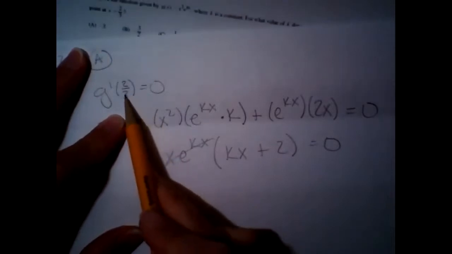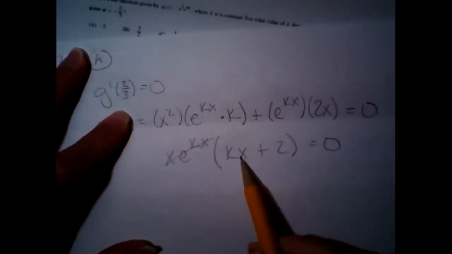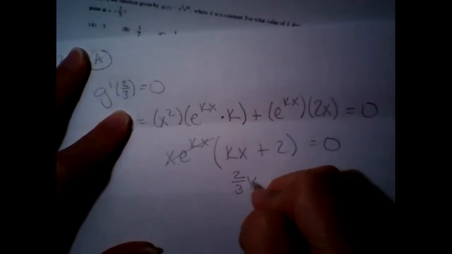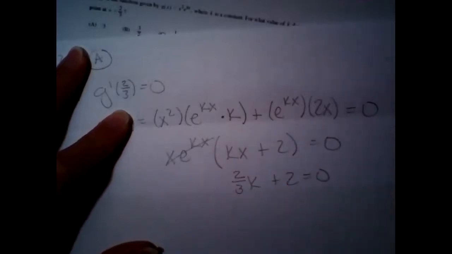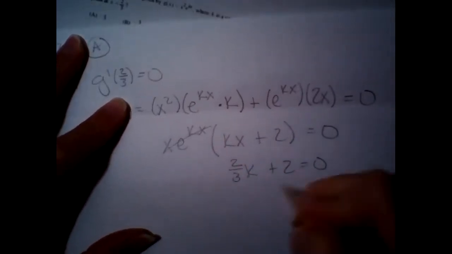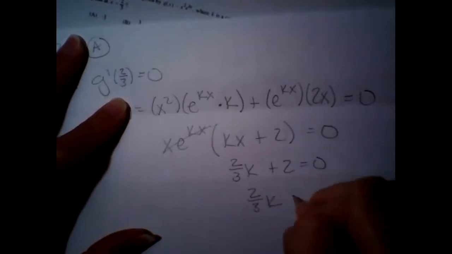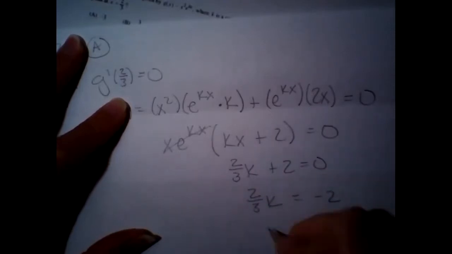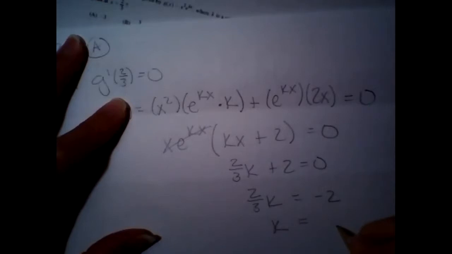And we wanted to plug in 2/3 for x. So we would have 2/3 k plus 2 equals 0. And that's what we need to solve. So subtract over the 2, and then multiply by 3 over 2, and you will get -3. So that one is A.